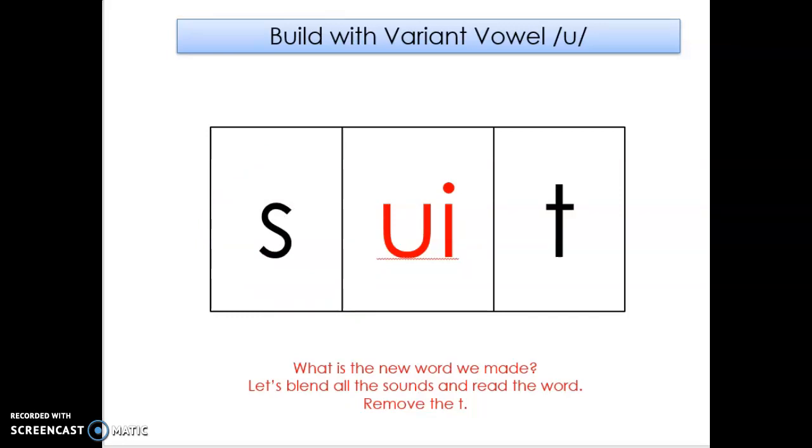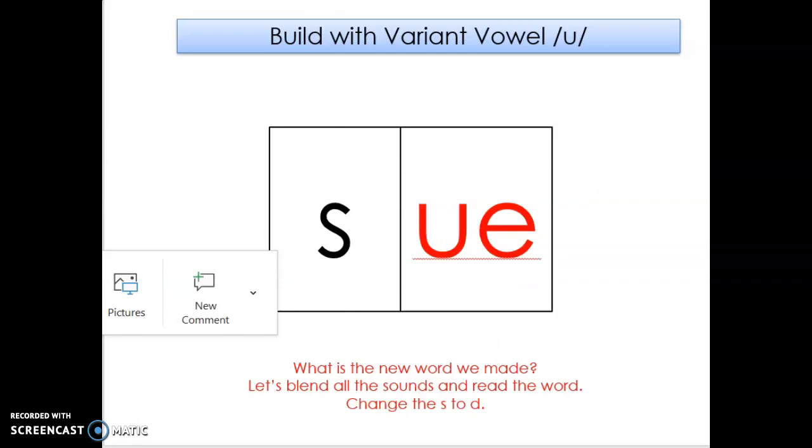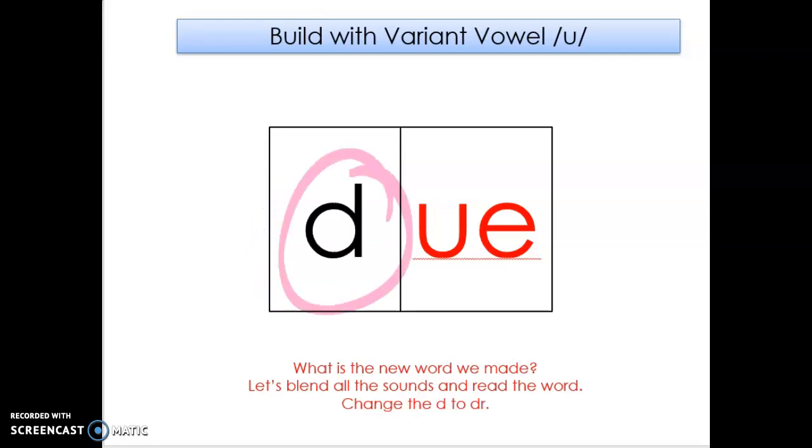What's the word? Get rid of the T. Think. Say, the word is Sue. What's the word? Change S to D. Think. Say, the word is do. What's the word? Change D to DR. Think. Say, the word is drew.